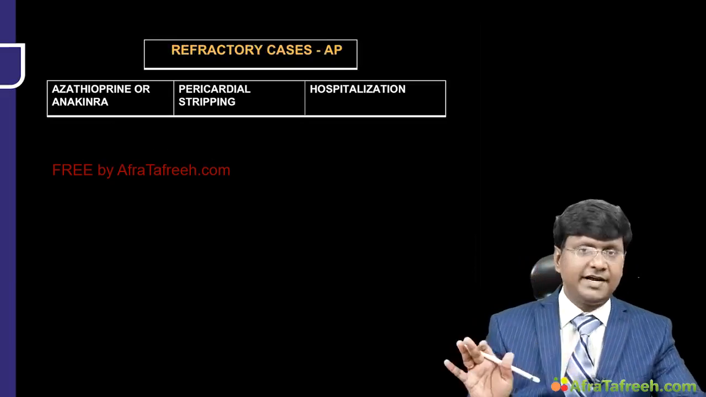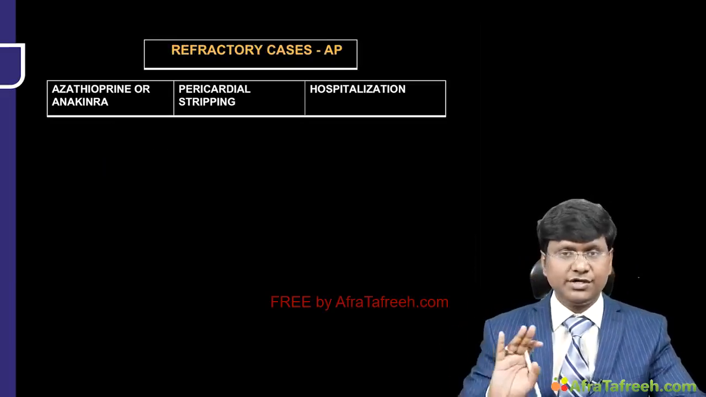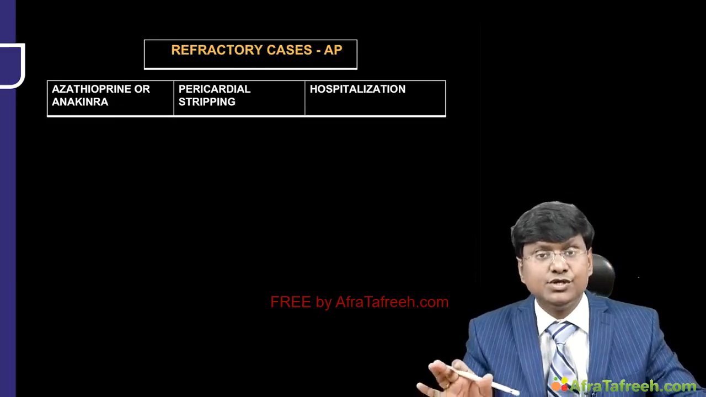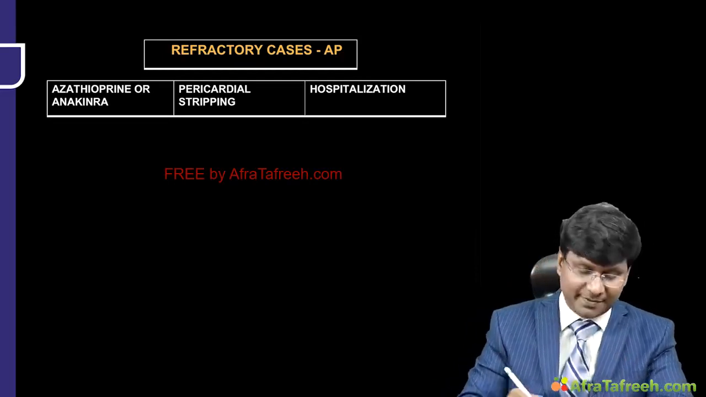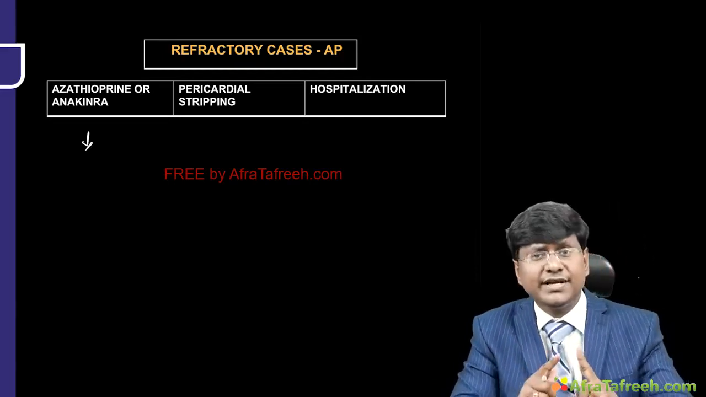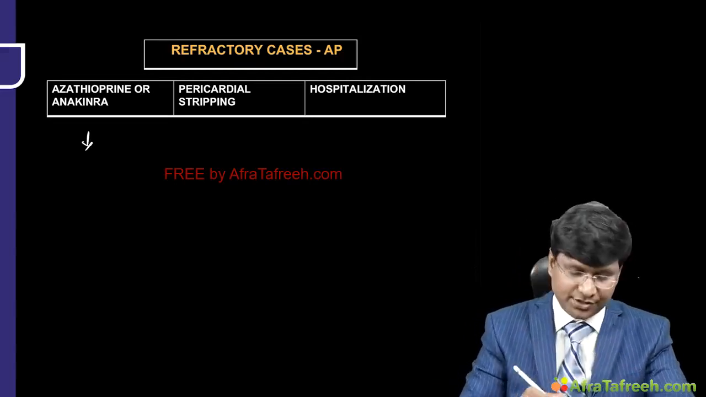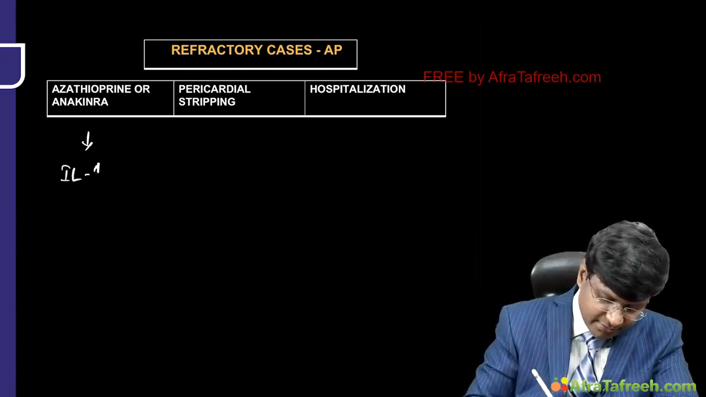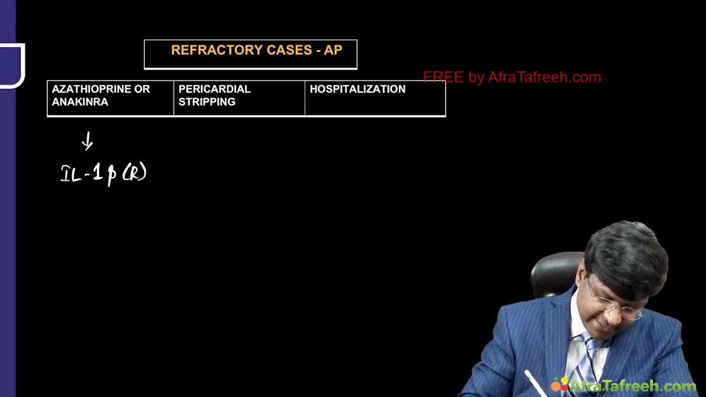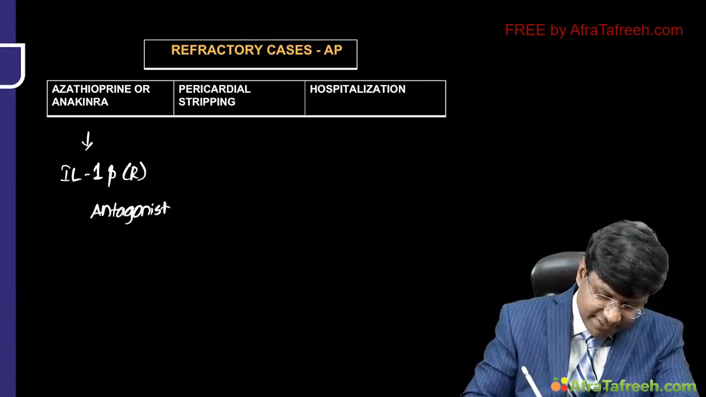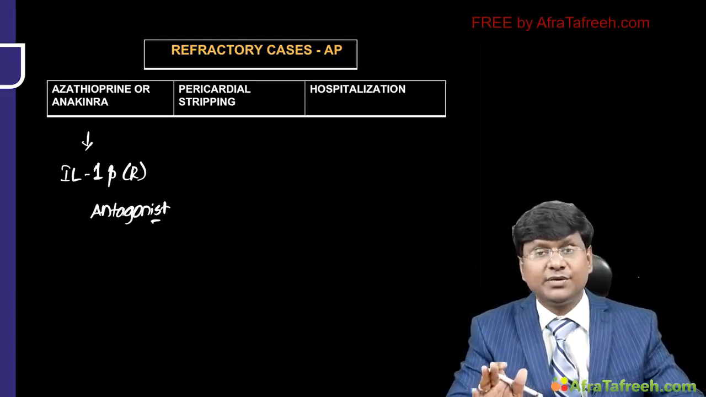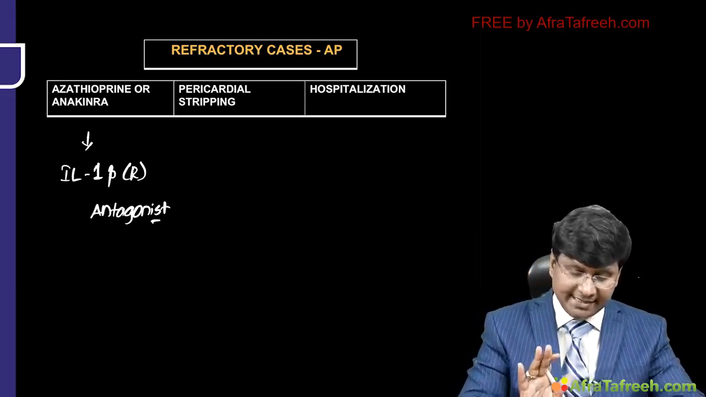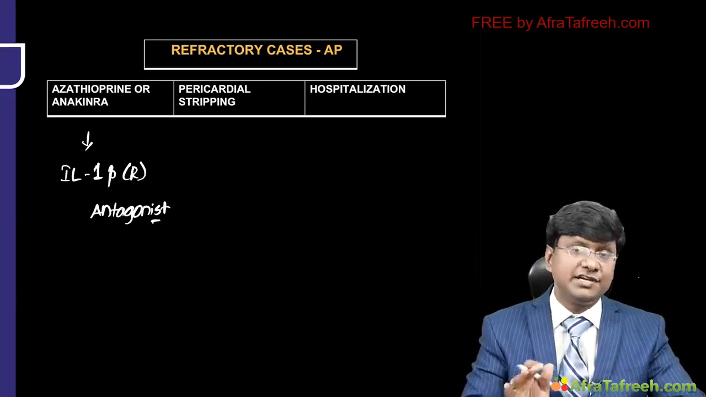Now, in refractory cases, you have given NSAIDs, no response, colchicine, no response, glucocorticoids, no response. So in those individuals where there is no response to any of these drugs, then you need to treat the patient with an interleukin 1 beta receptor antagonist. And what is the example of this? The example is azathioprine or anakinra. So these are the interleukin 1 beta receptor antagonists, and they have been reported to be of beneficial use in refractory cases.